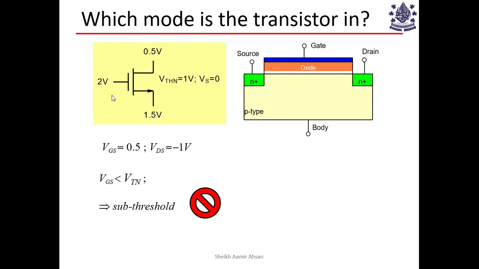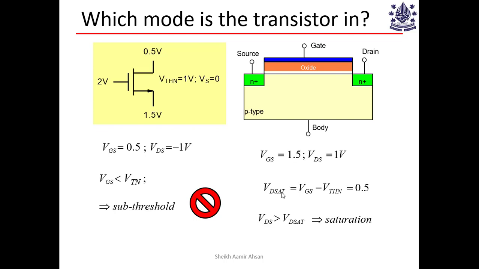So what is VGS now? 2 minus 0.5, which is 1.5. So VGS is 1.5 and VDS is 1.5 minus 0.5, which is 1 volt. And what is VDSAT? VDSAT is again 1.5 minus VTN, which is 0.5 volt. And therefore VDS is greater than VDSAT. So this is in saturation, not in subthreshold. Okay.